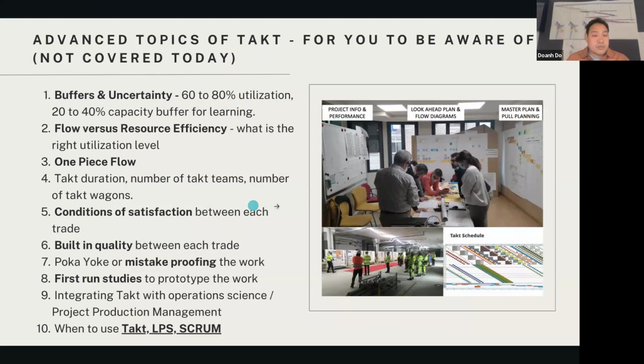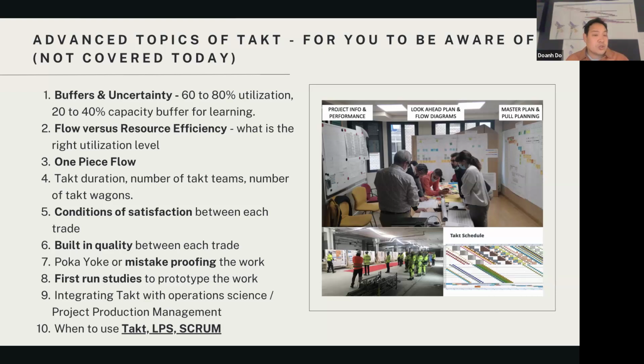Okay, so buffers and uncertainty. We also want to talk about flow efficiency versus resource efficiency, because a lot of times people that are not familiar with TAKT try to say, okay, how do I get people to work at 100% utilization? That's not the goal. The goal is to create reliable flow and give people the buffers in order for them to improve. And we want to make sure that we move as closely as we can to one-piece flow.